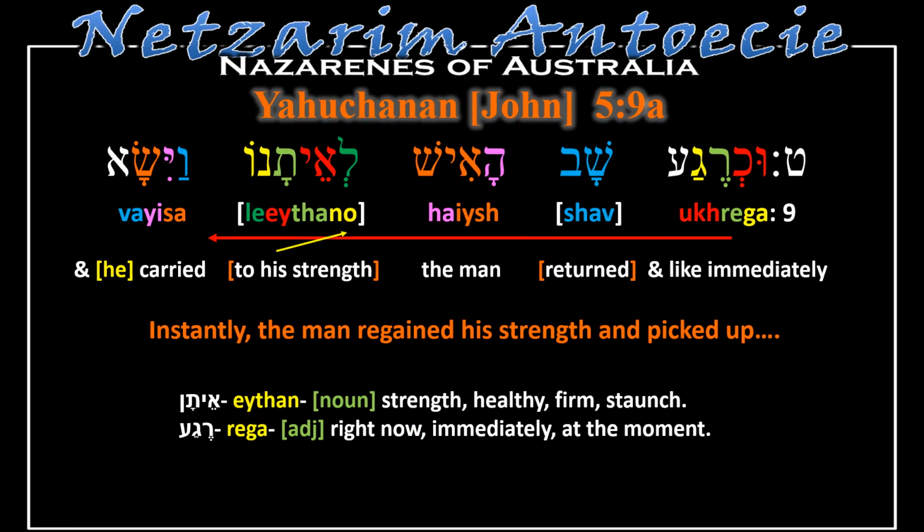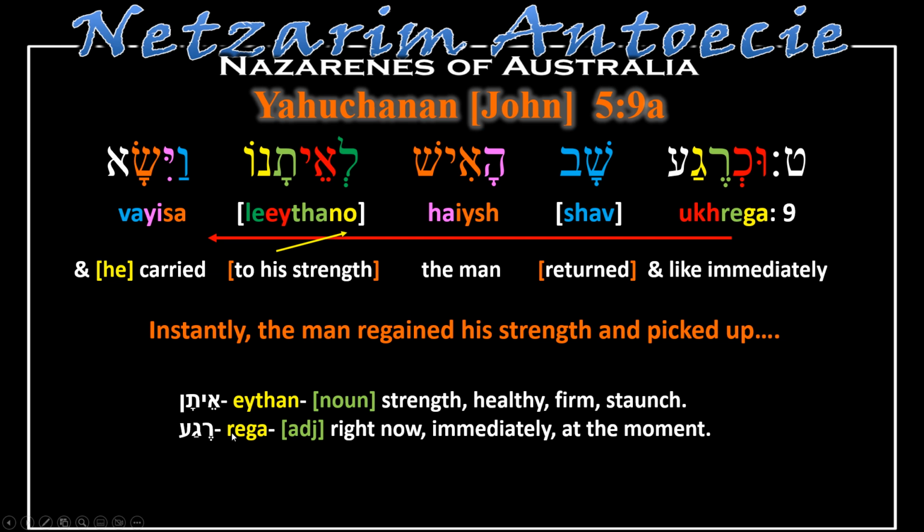And now we turn to 9a, and it's a tet. And we know tet is the 9th letter of the alphabet, so it has a value of 9. So that's why they use it for verse 9. Then we have a vav, kaf, resh, gimel, ayin, shin, vet, hey, aleph, yod, shin, lamed, aleph, yod, tav, nun, vav, vav, yod, sin, aleph. And it is uk, rega, and like immediately.